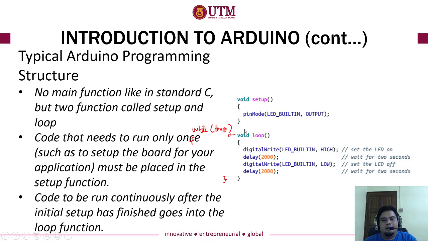And then, in order to make the LED blink, of course you need to do some continuous thing, so you put it here. That's why the LED keeps blinking: it turns on for 2 seconds, turns off for 2 seconds, because this function keeps looping forever.